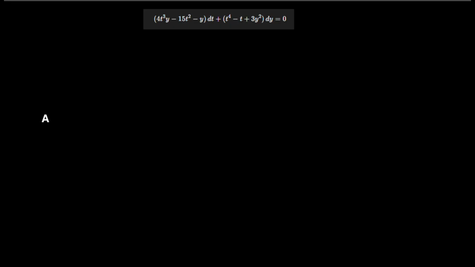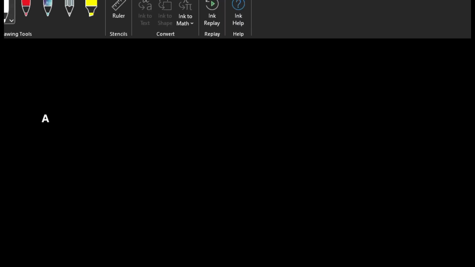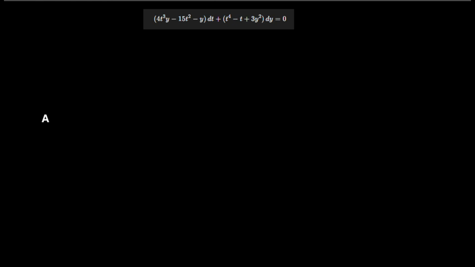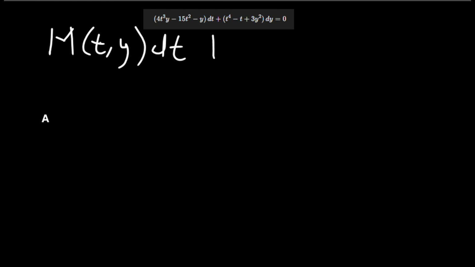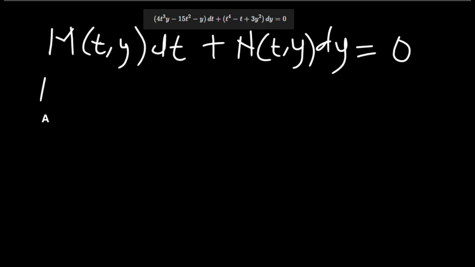Okay, so we can express this question in simpler terms. In doing that, we can represent the first part of the question by M and the second part by N. So M(t, y) dt plus N(t, y) dy is equal to 0. That's how we can represent this.